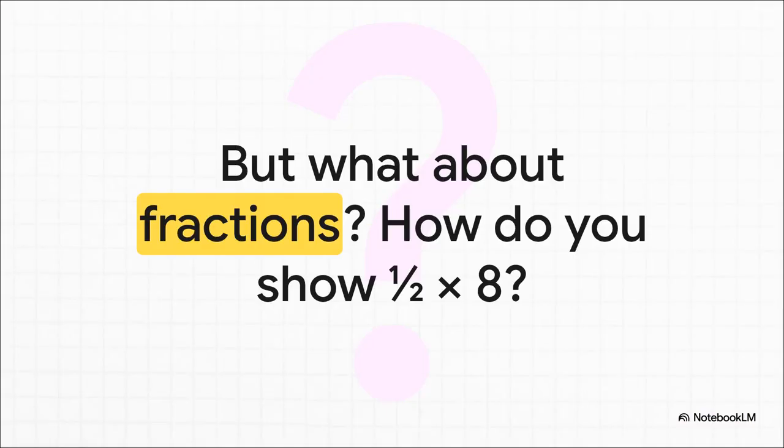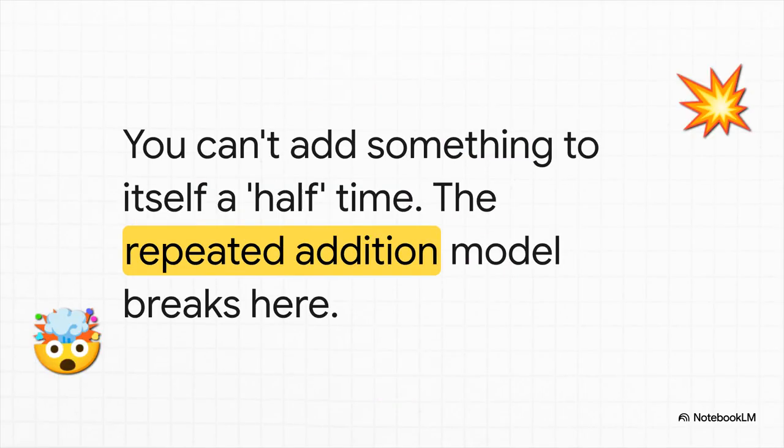So, here's the first big challenge. What on earth do you do with fractions? How do you show 1/2 times 8? I mean, how many equal groups is that? How many branches on a tree? And boom, our favorite model, repeated addition, just hit a brick wall. You literally can't add something to itself half a time. It doesn't make any sense. The model we trusted most has completely failed us.